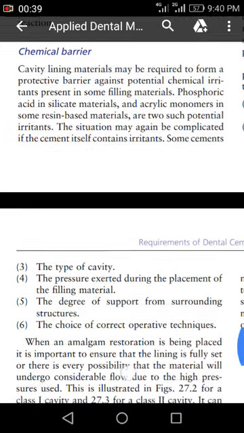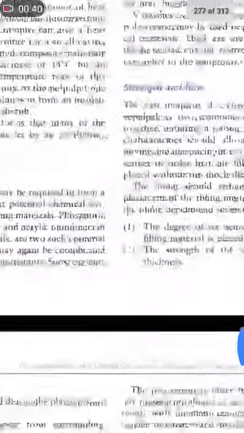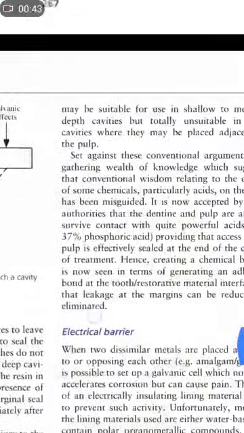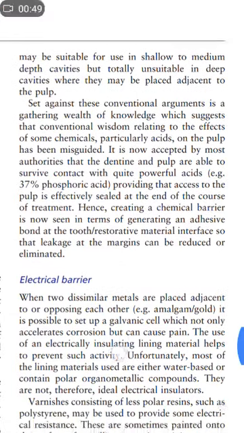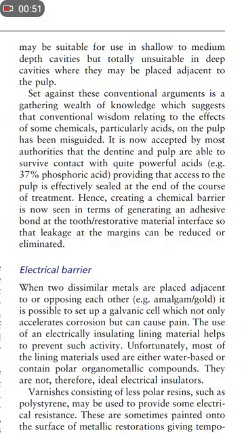Some cements may be suitable for use in shallow to medium depth cavities, but totally unsuitable in deep cavities where they may be placed adjacent to the pulp. Set against these conventional arguments is a gathering wealth of knowledge which suggests that conventional wisdom relating to the effects of some chemicals, particularly acids, on the pulp has been misguided.